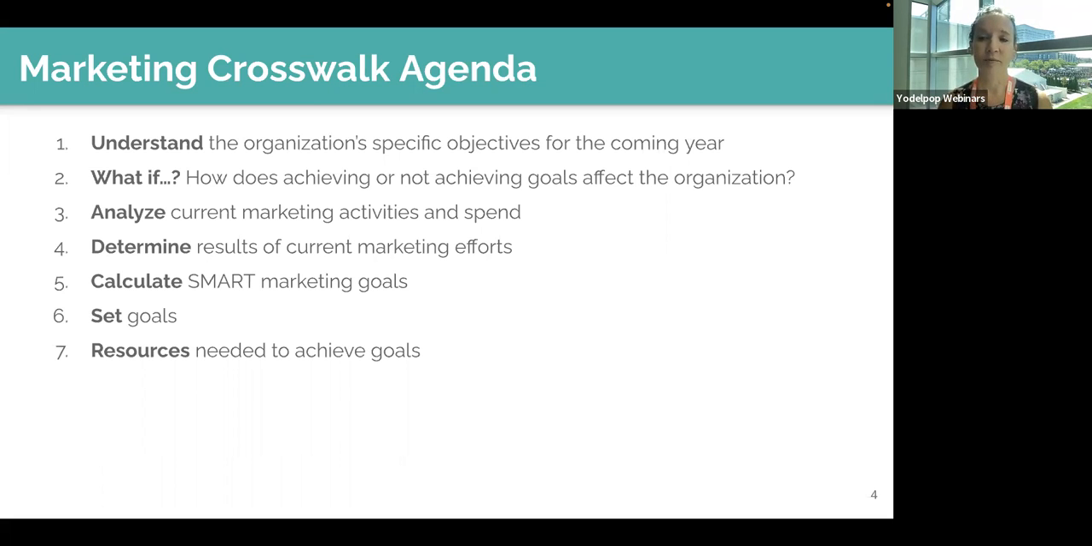We need to have marketing goals that contribute to those goals so that we can all be playing by the same playbook, but really pursuing goals that are appropriate for the activities that we're doing. So in order to get there today, we're going to start by understanding what your organization's objectives are for the coming year. We're going to look at some what-if scenarios. How does achieving or not achieving those goals affect the organization in those profound ways? We're going to analyze your current marketing activities and what you spend on them. We're going to determine the results of those marketing activities, calculate some SMART goals for your marketing, set those marketing goals, and then understand what resources we're going to need to invest in order to achieve those goals.